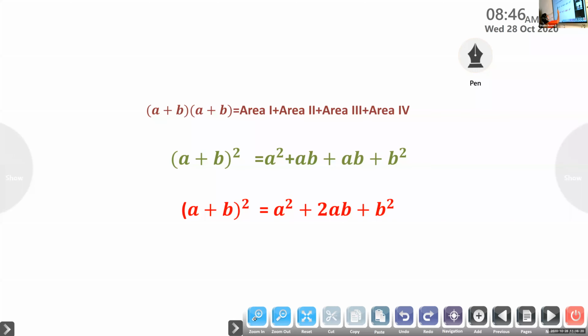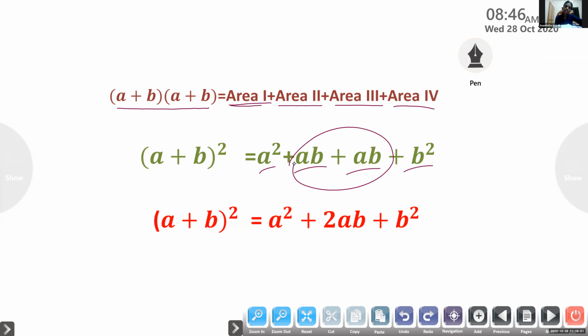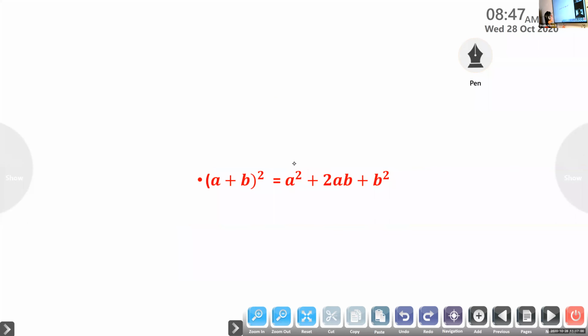So the total area is the sum of area 1, area 2, area 3, area 4. We are adding those small parts, and we will get the total area. Total area is A plus B into A plus B, so A plus B the whole square. Area 1 is A square. Area 2 AB. Area 3 also AB. Area 4 B square. AB and AB, we will get 2AB. So A plus B the whole square equals A square plus 2AB plus B square. This is the geometrical interpretation of A plus B the whole square.